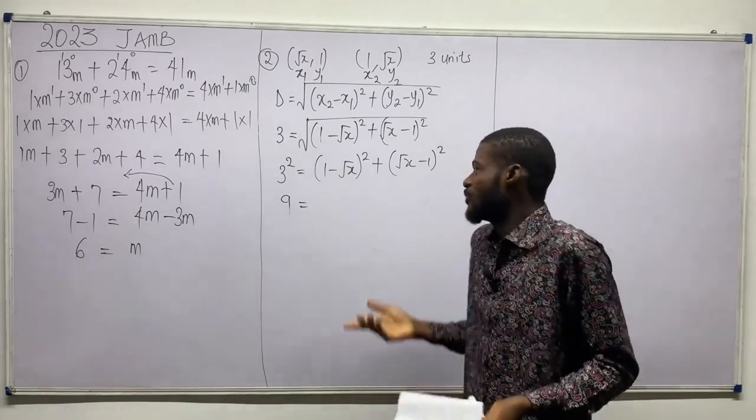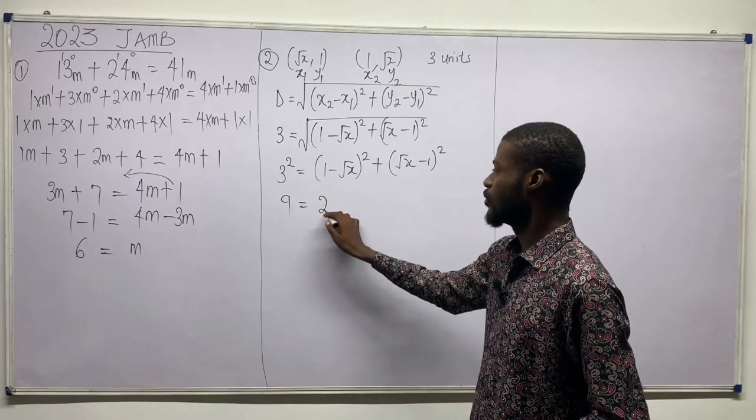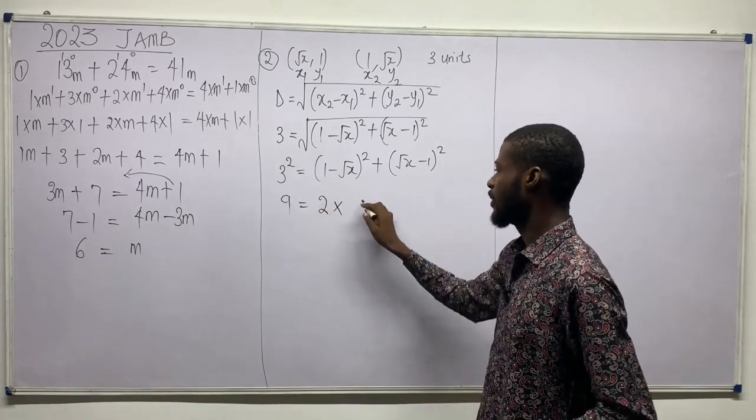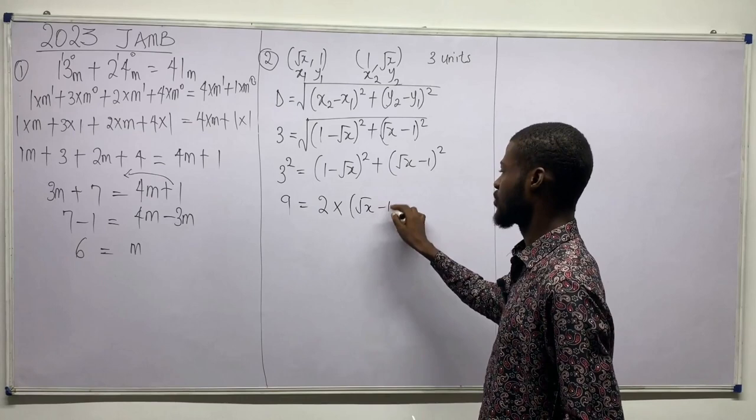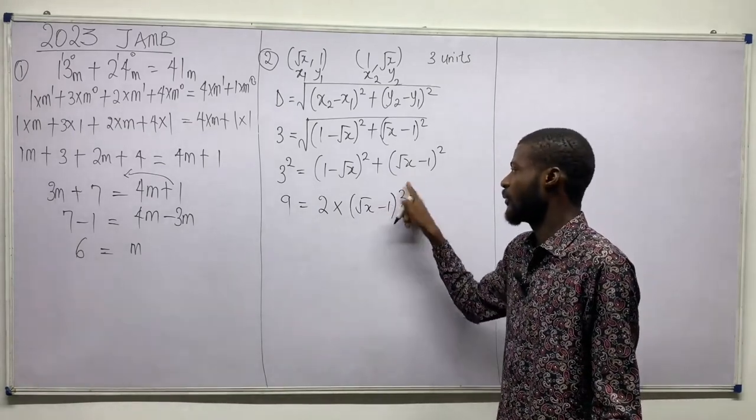Do you know what I'll do? I'll just double it. If these two guys are the same, this can just become 2 times one of them, which is (root x minus 1) all squared. I want to pick this very one.